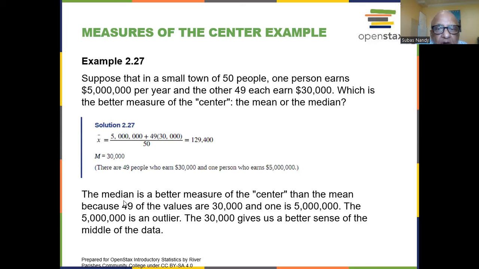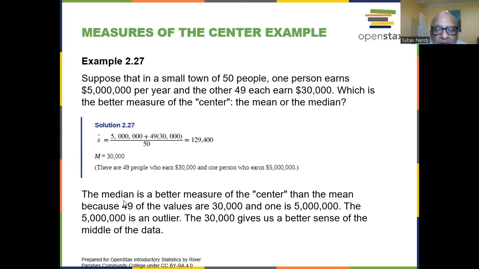Suppose that in a small town of 50 people, one person earns 5 million and the other 49 each earn 30,000. What is the median? You can calculate the mean: it is 129,400. What about the median? The median is the center, which is 30,000.